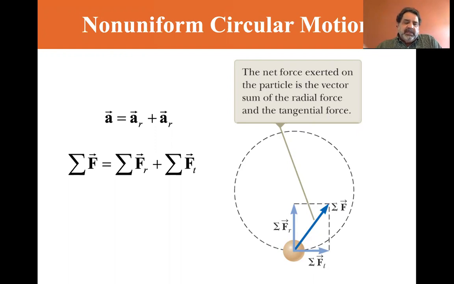Uniform circular motion means that the object going around in a circle maintains its speed. And we'll learn when we get to Kepler's laws that there is a change in speed because of the elliptical orbits. But I'm jumping the gun there. We won't discuss that right now.